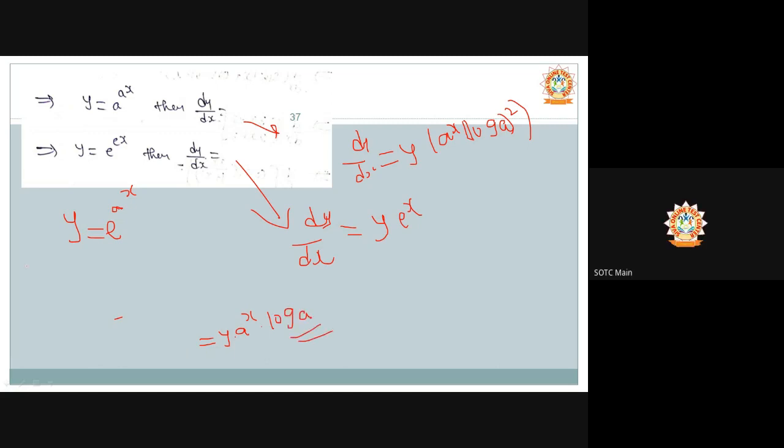Because what will come? Log y is equal to a power x. That's it. So log e becomes 1. Then 1 by y into dy by dx is equal to a power x into log a. Yes. So then this y will multiply. Clear? Yes, sir.